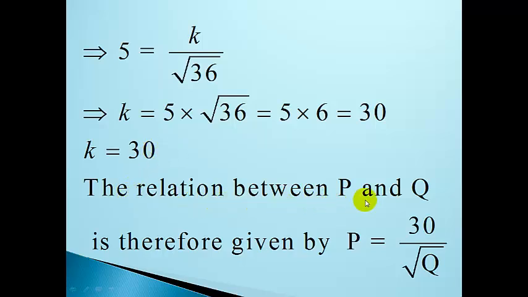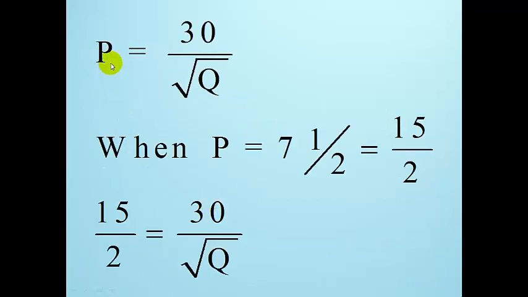Now the relation between p and q is therefore given by p is equal to, instead of k over the root of q, now k has given us 30. So it's given by p equals 30 over the root of q.